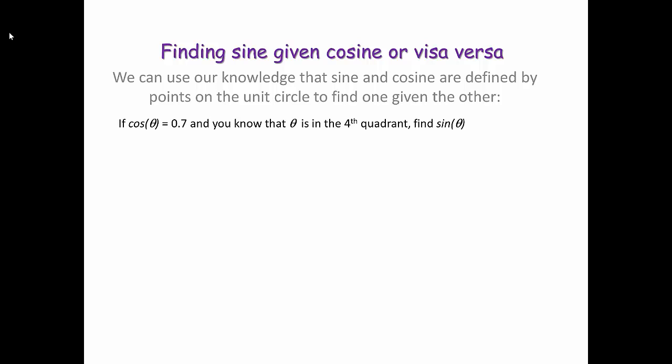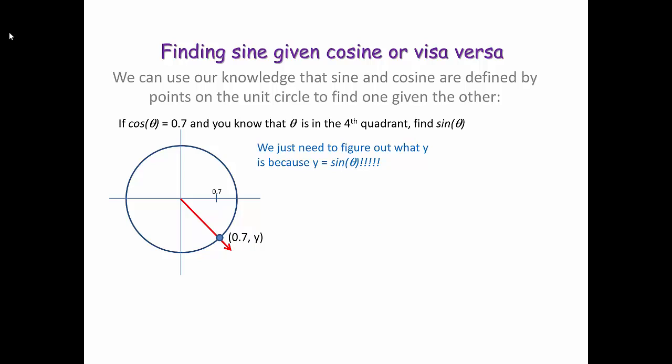So first we have to draw the picture. It's all in the picture. There's our unit circle. Remember, cosine is the x value of the terminal point on the unit circle. So we're putting x equals 0.7. Let's draw the angle in the fourth quadrant that corresponds to that point. There's the angle. And now let's go ahead and put our point in.